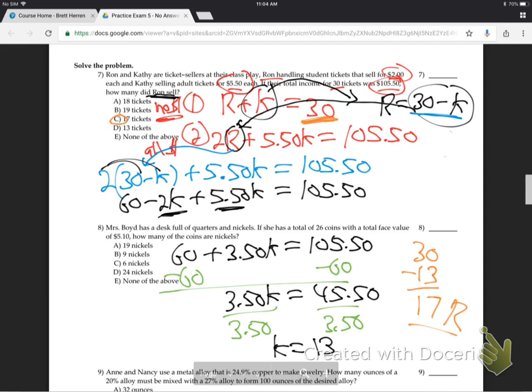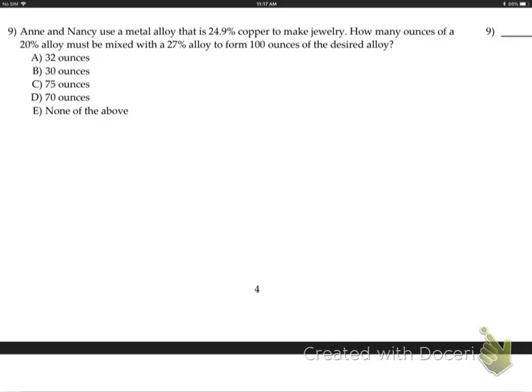All right. So Ann and Nancy, metal alloy, 24.9% copper to make jewelry. How many ounces of 20% alloy must be mixed with 27% to form 100 ounces of the desired alloy?